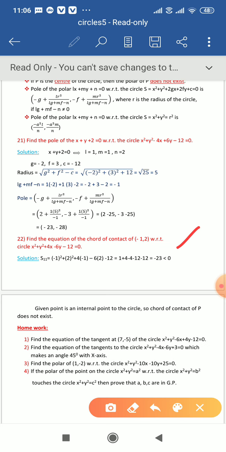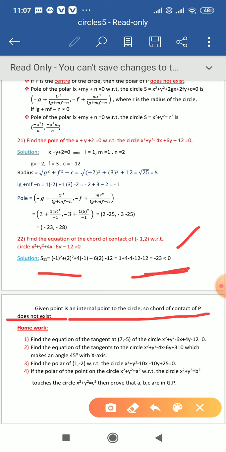Everybody thinks like that. But here the given point (minus 1, 2) is an internal point of the circle. For that we find S11. S11 is minus 23, which is less than 0. If S11 is less than 0, the point is an internal point of the circle. If P is an internal point of the circle, the chord of contact does not exist. Therefore, the given point is an internal point of the circle, and the chord of contact of P does not exist. Simply write that.